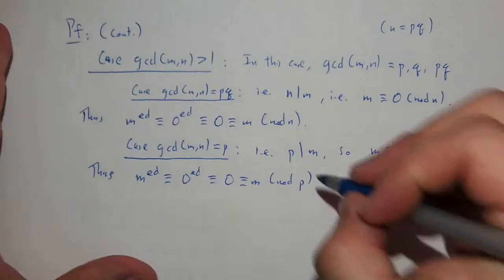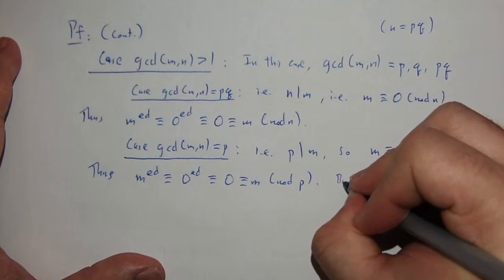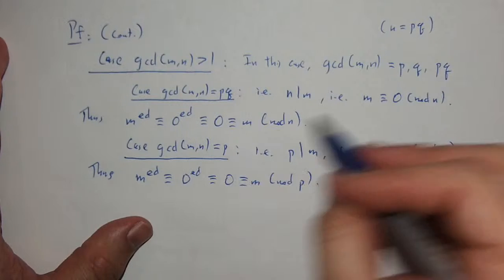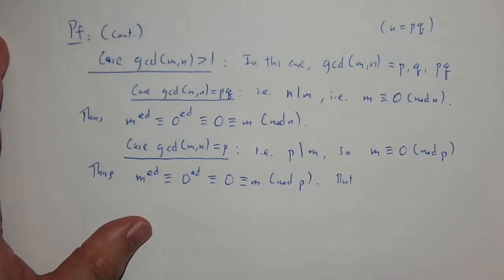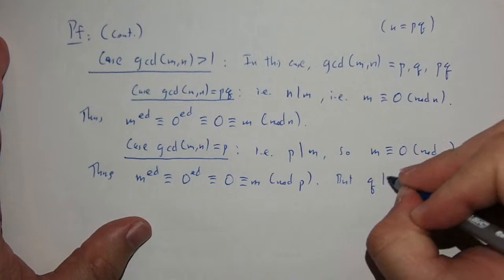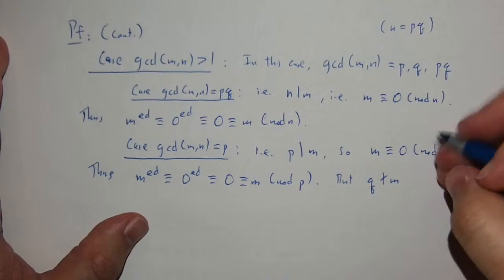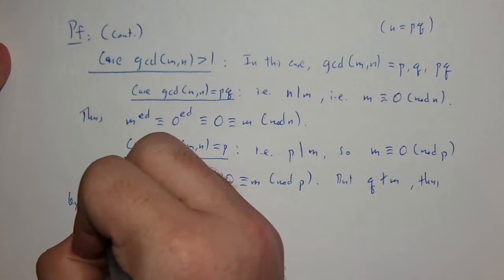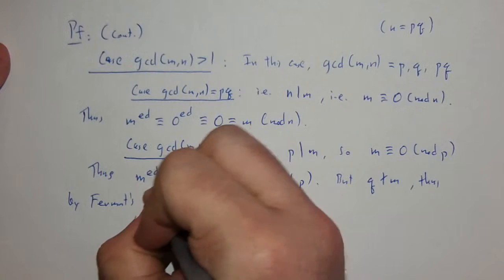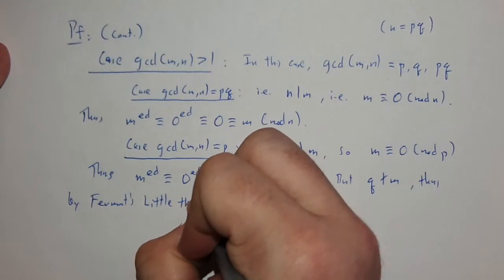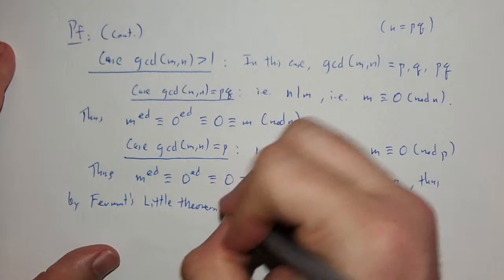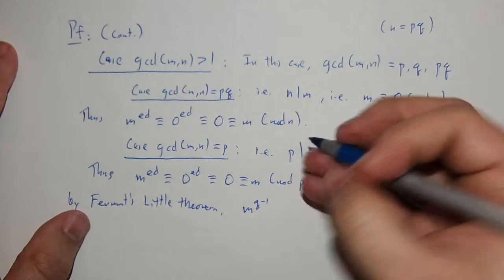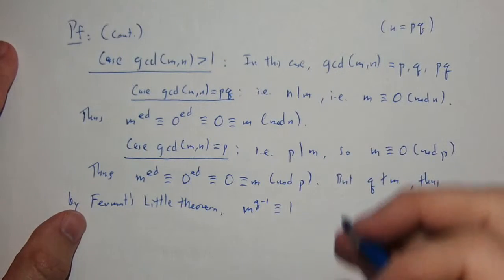So how does this help me? Note in this case, p divides m, but q, the other prime factor of n, doesn't divide m in this case. So q does not divide m. Thus, by Fermat's Little Theorem, m to the q minus 1 is congruent to 1 mod q.